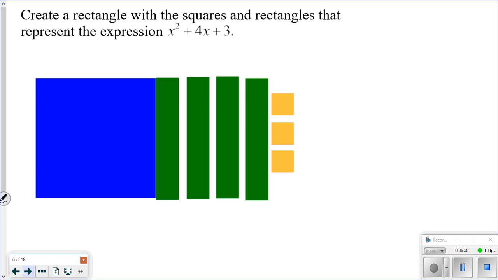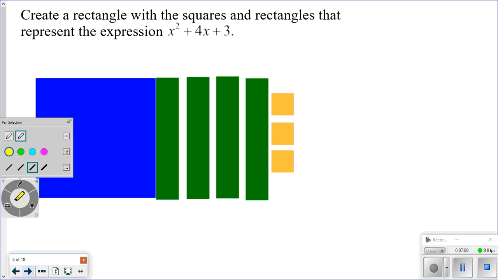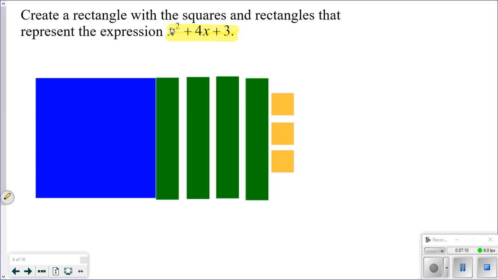So here's what you are going to do. We are given here x squared plus 4x plus 3. And I have the algebra tiles represented on the board. So notice we have 1 x squared, we have 4 1x's, and we have 3 little squares. What you need to do right now, and you can do this on a piece of paper since you don't physically have the squares in front of you, is I want you to rearrange these.